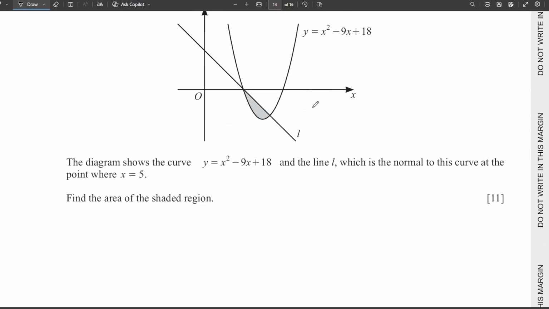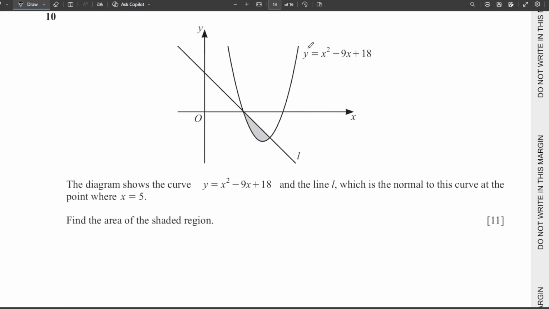Alright. Question 10. You should straight away know what you want to find: the shaded area. So find the area of the shaded region. It's given a quadratic curve and also a straight line L. But they did not give us L. The information they give us is the normal to this curve. Line L is the normal to the curve at x = 5.